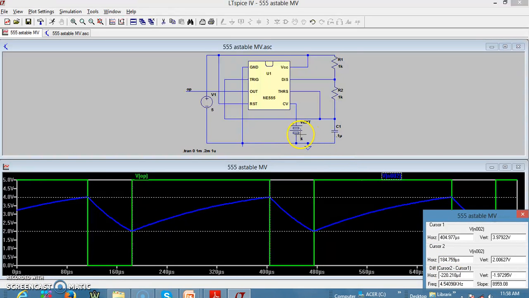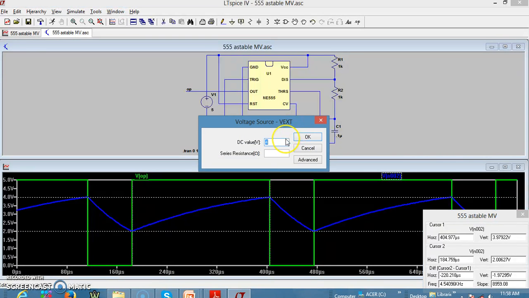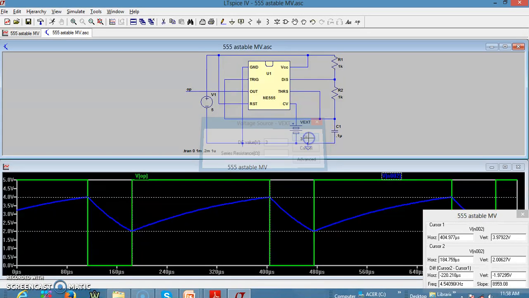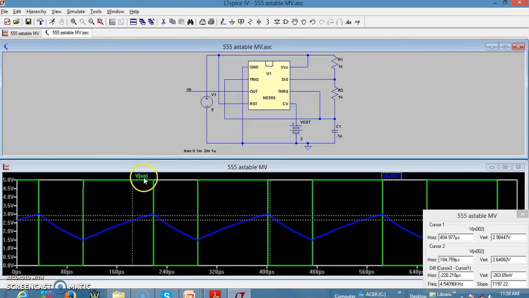Let us verify what happens if I change this external voltage from 4 volts to 3 volts. Let me make it 3 volts. As per the equations, the off time should not change. Certainly the on time will change. Let me find out the off time now. I have made this equal to 3. Let me run this. If I run this, you can see the on time is reduced.